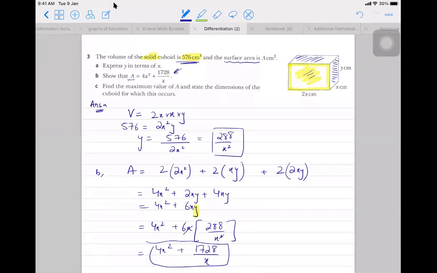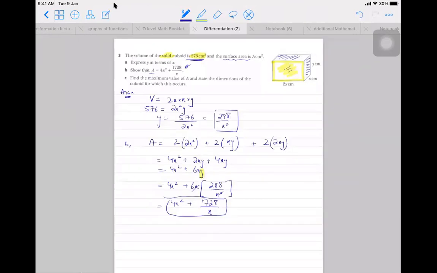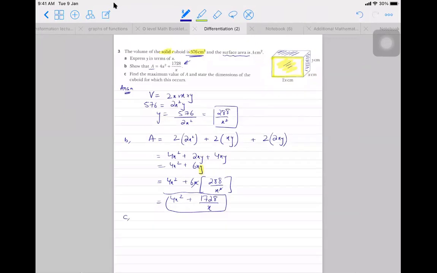Okay, now the part C says the same thing. Find the maximum value of A and state the dimensions of this cuboid for which this occurs. So to solve this, you can differentiate the area. Area can be written as 4x square plus 1728 x to the power of negative 1. You differentiate this, you're going to get 8x minus 1728 over x square. All right. And to find this maximum value, the maximum value already means stationary value. So you are going to set this equal to 0.